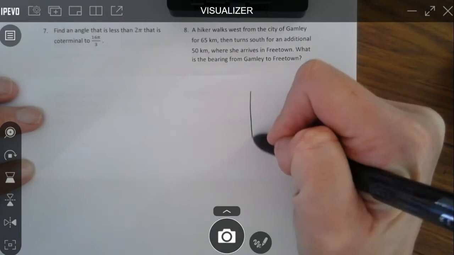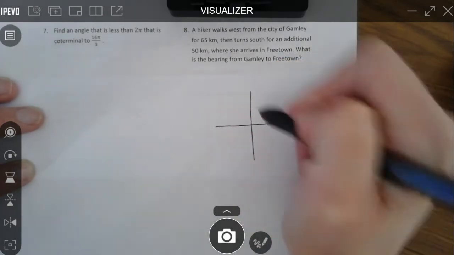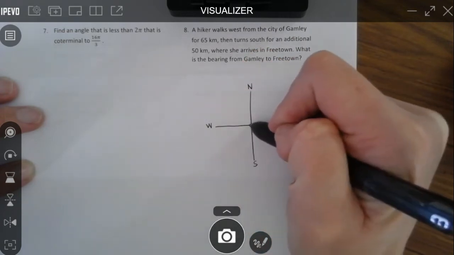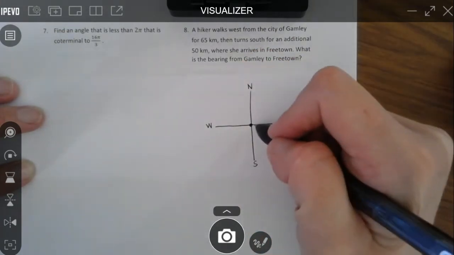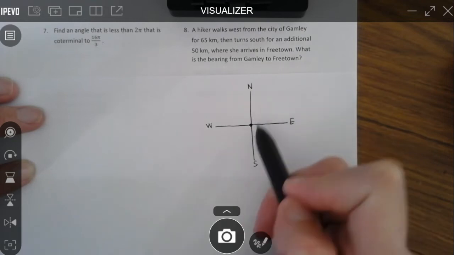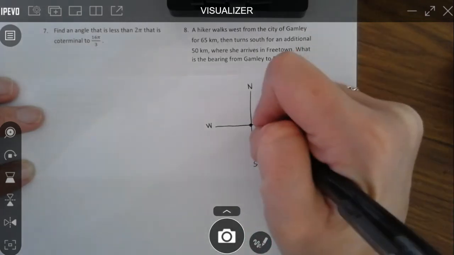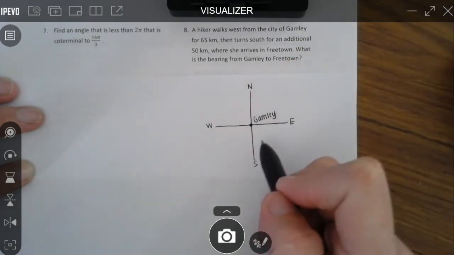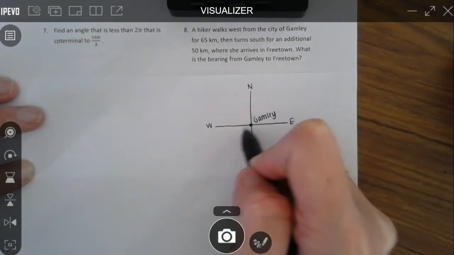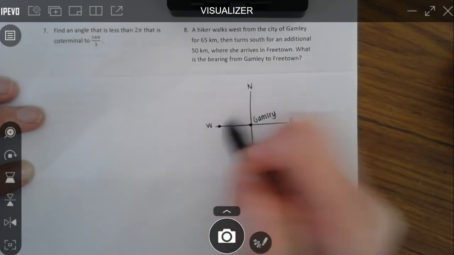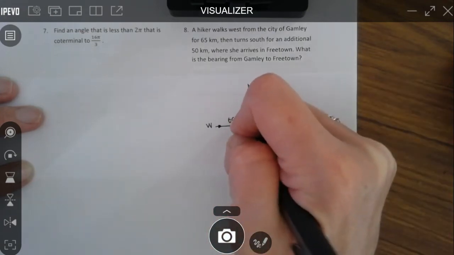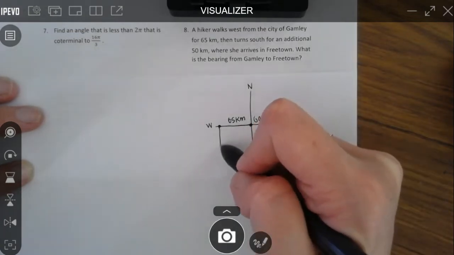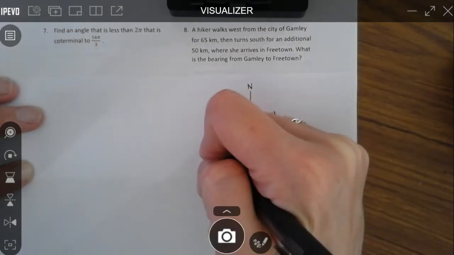So I'm going to start by drawing myself a compass here. And my starting point is going to be at the origin. So a hiker is going to walk west. Here's Gamley, from the city of Gamley for 65 kilometers. And then turns south for an additional 50 kilometers.